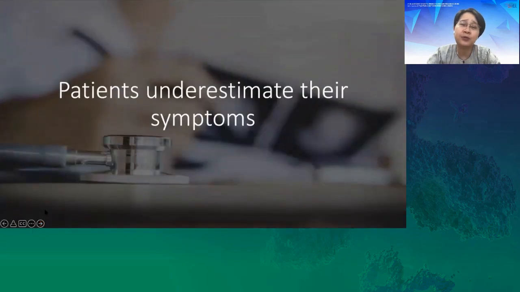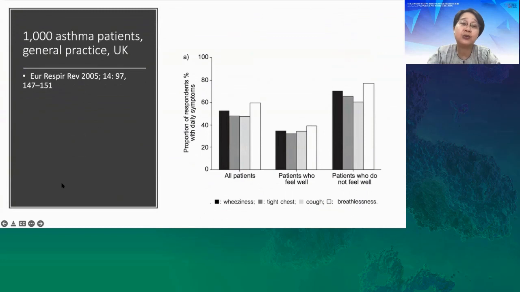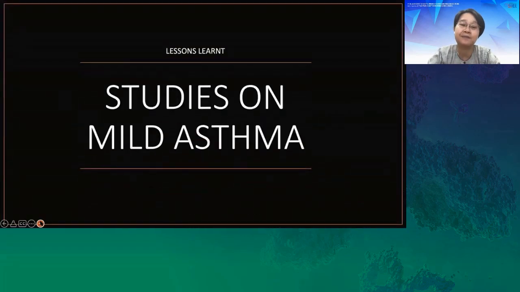So I think it's important to note that patients underestimate their symptoms. Having a look at this study in the UK of 1,000 asthmatic patients, you can see the symptoms are wheeziness, tight chest, cough, and breathlessness. Patients who felt well actually had wheeziness, tight chest, cough and breathlessness. But yet when asked, they said that they were well. So it's important to note that a lot of our patients who say they're well actually do have symptoms.